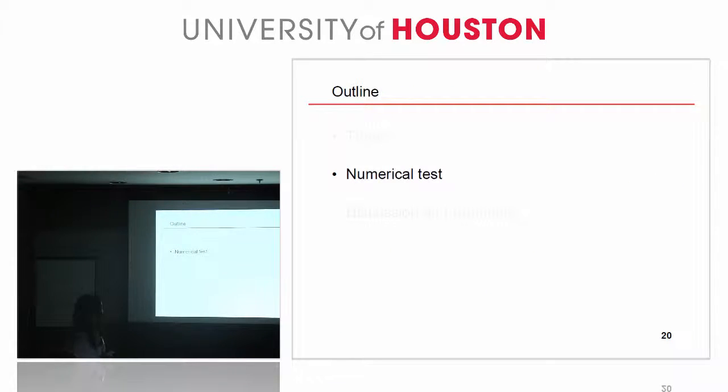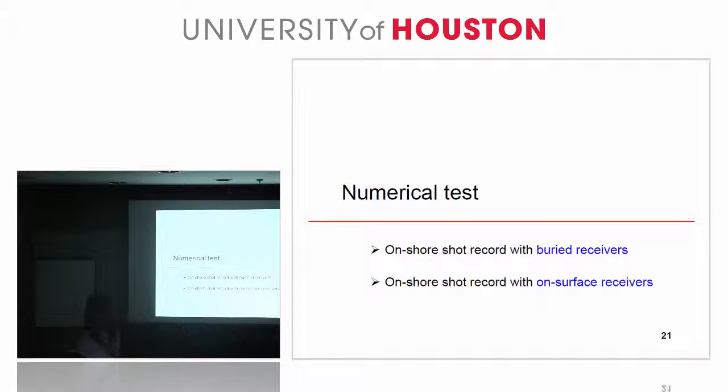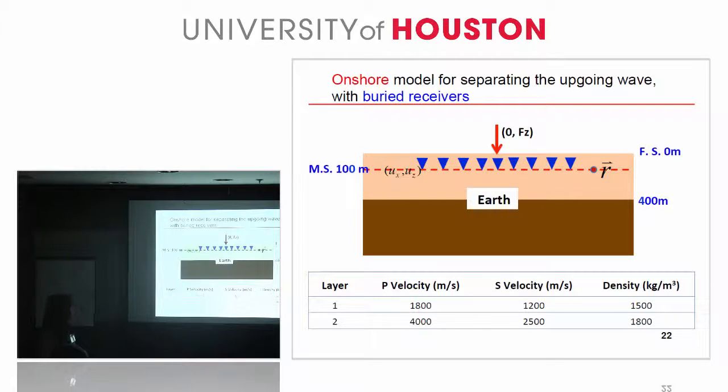Okay, next I'd like to use two specific examples to show you how this method performed to help you obtain outgoing reflection data. For both experiments, we just use one shot record, because this algorithm just works on one experiment at a time. For each shot gather, you just need to separate the wave field on its own. The first specific example is the buried receivers, and the second example is the on-surface receivers. So let's look at the first example.